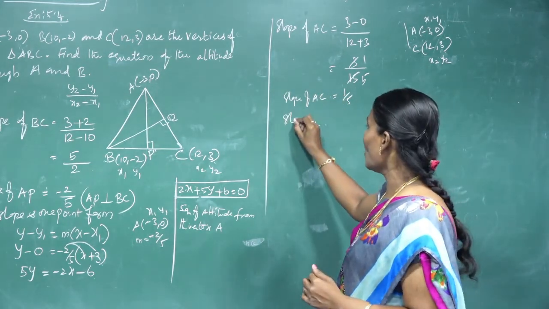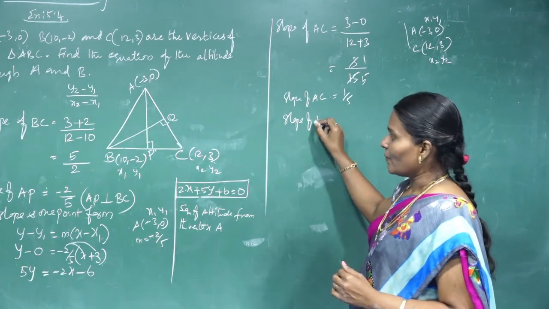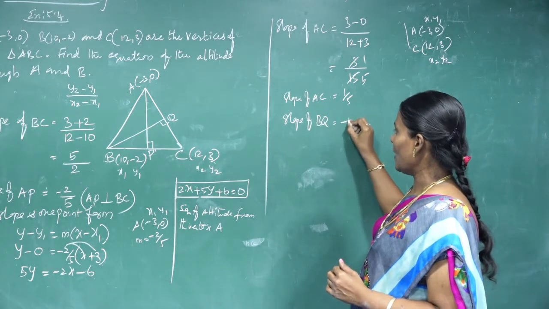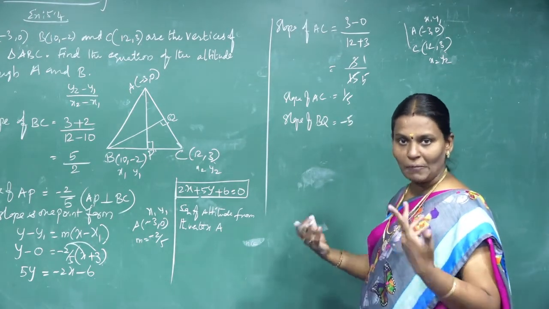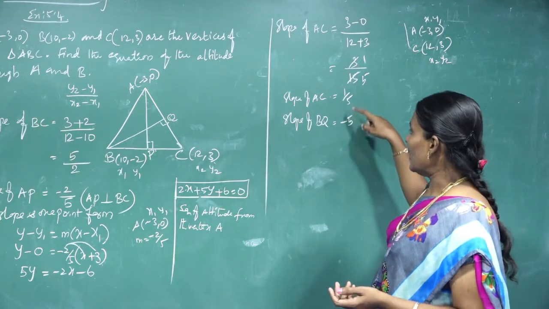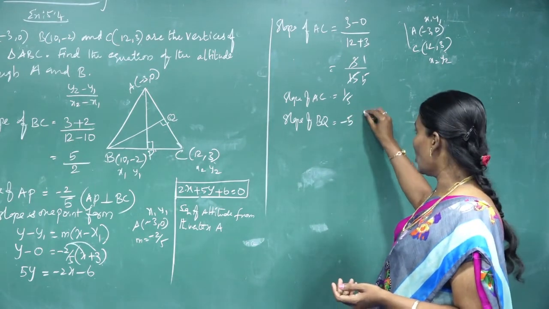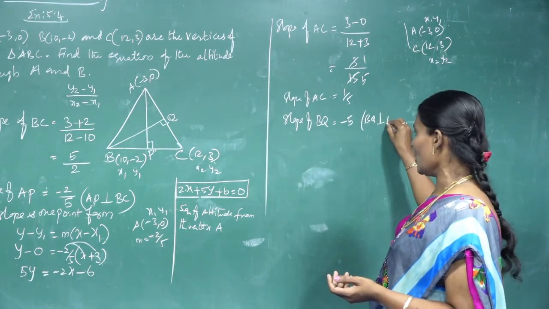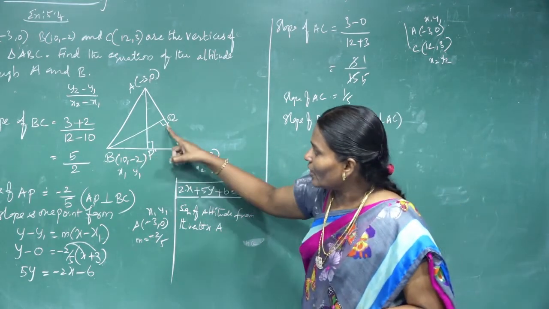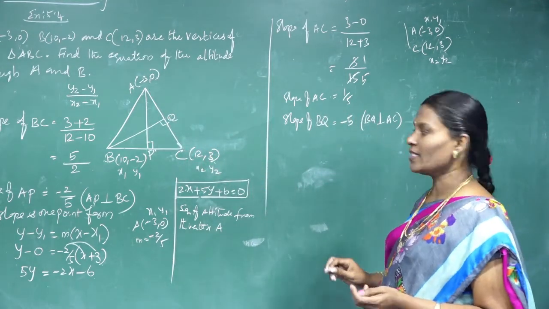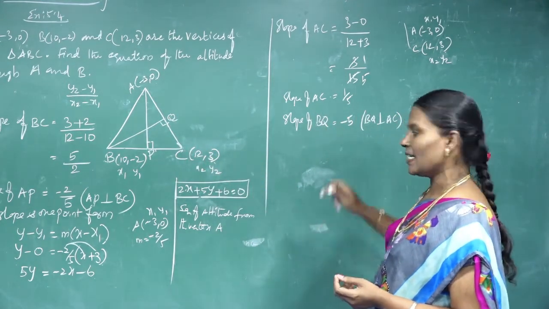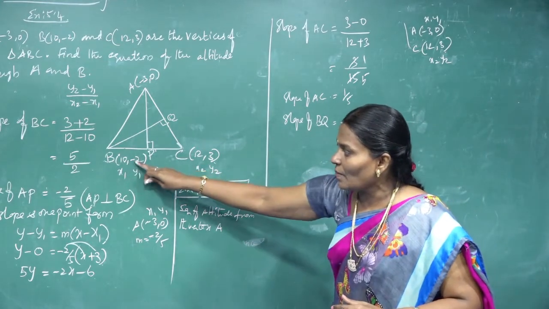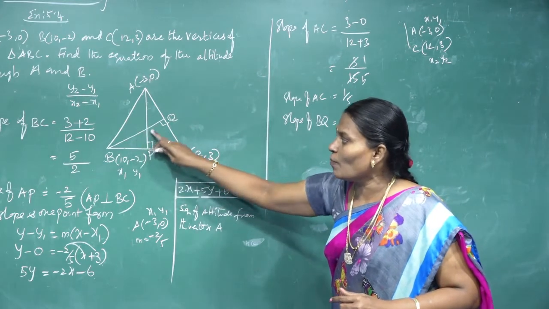Now what is the slope of BQ? The slope of BQ is equal to minus 5 by 1, that means minus 5. Why? This is the negative reciprocal of this one, because the BQ line segment is perpendicular to AC. Understand, children? So the slope of BQ is minus 5. Now you know one point, that is the B point 10, -2, and now you know the slope of BQ.